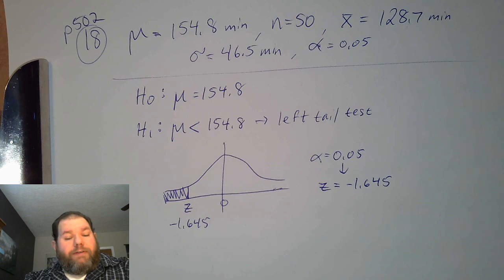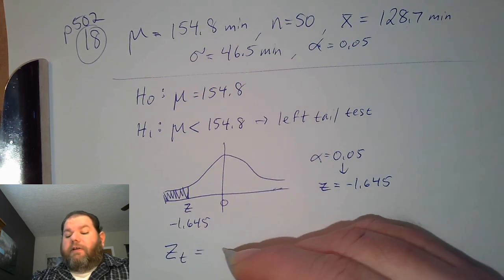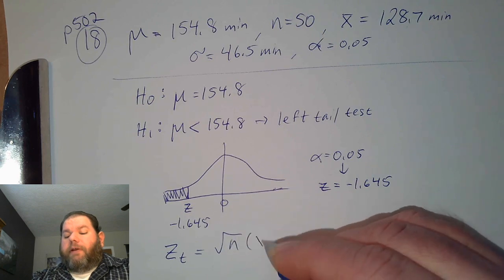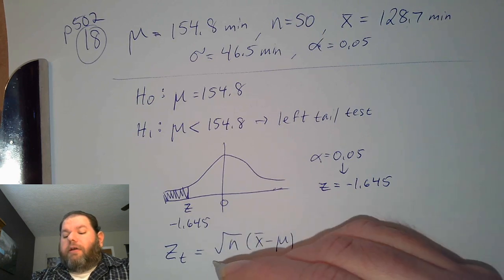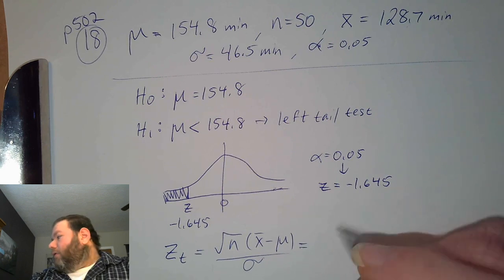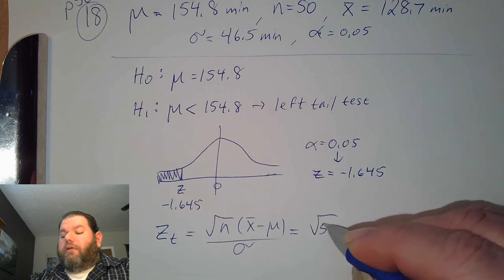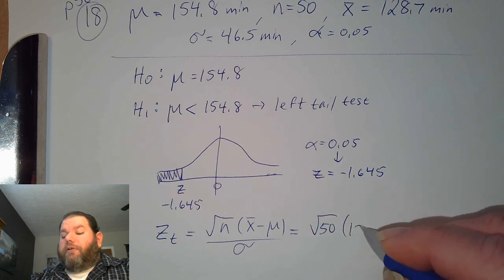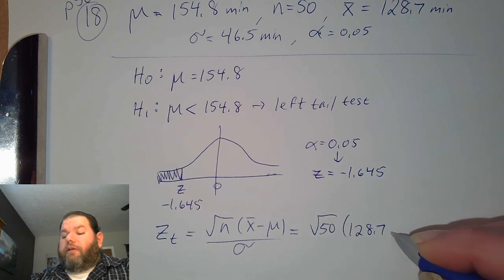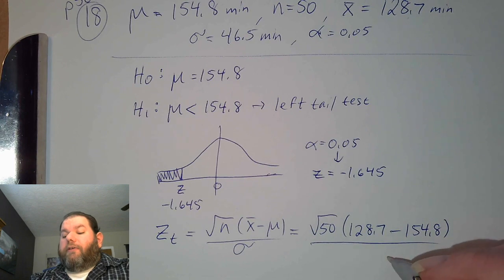Now we calculate our test statistic, ZT. Remember, ZT is square root of n times X bar minus mu divided by sigma. N, we know it's 50. X bar, we calculated 128.7. Mu is 154.8. And sigma is 46.5.